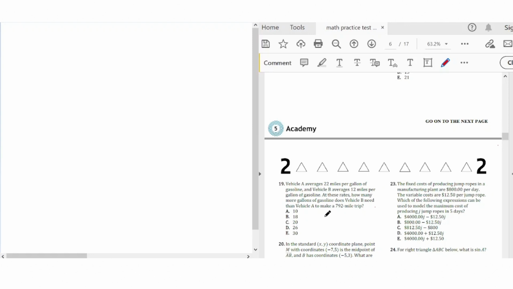Look at the left-hand side here. For vehicle A, we know that 1 gallon gives us 22 miles. Our trip is 792 miles long. We can therefore divide 792 by 22 to figure out the number of gallons, because as you can see here, the miles cancel out. So 792 divided by 22 is exactly 36 gallons.